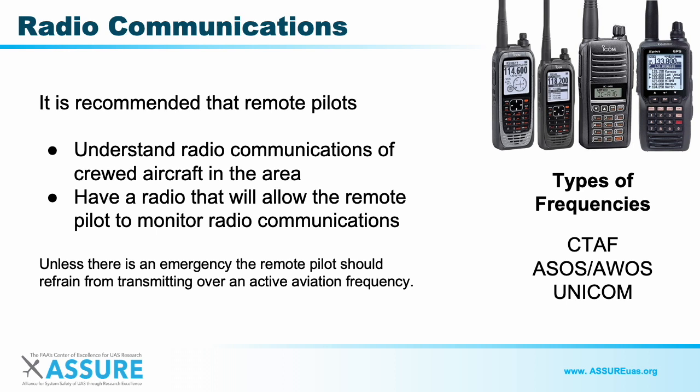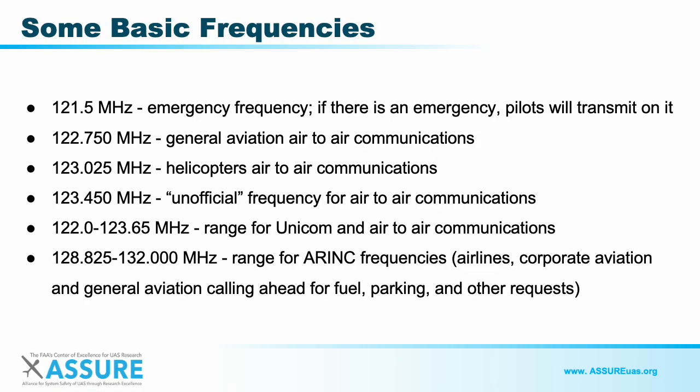ASOS and AWOS are frequencies connected to weather reporting systems which automatically broadcast aviation weather recordings. They are different systems but provide the same general information such as barometric pressure, wind speed and direction, visibility, and precipitation. Unicom frequency. When scanning for communications, it would be best to monitor both the airport's Unicom and CTAF channels. Some other basic frequencies include those listed on the screen.